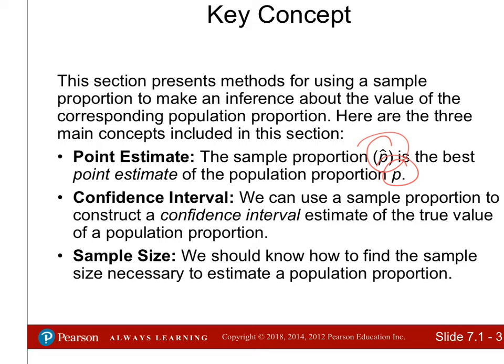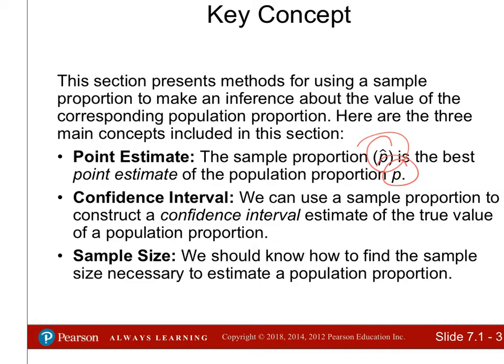All right. And then finally, we can actually work this process in reverse. If we know how close we want to be before we begin the study, then that'll tell us how many people we need to sample in order to get that accuracy. All right, so we'll demonstrate those as we go along.